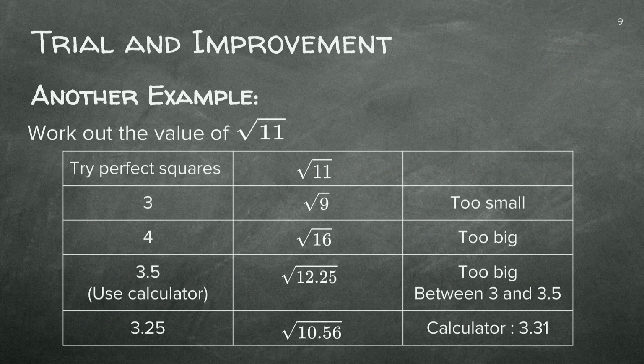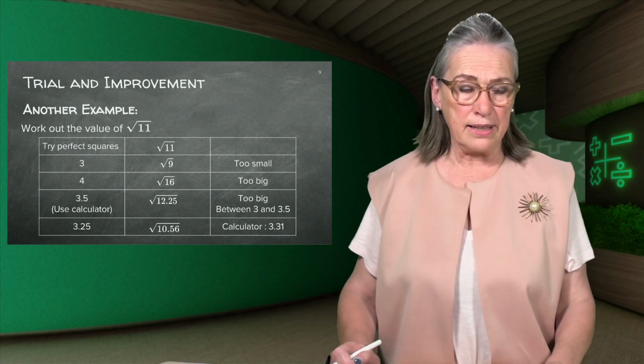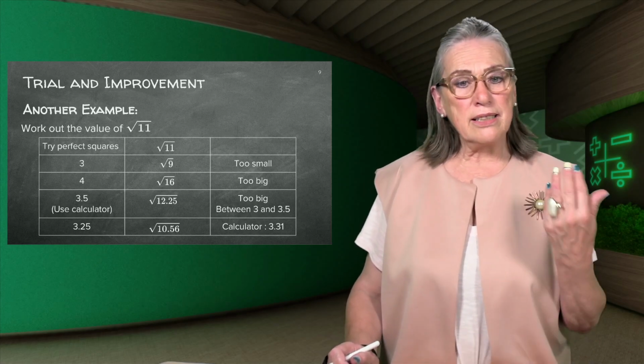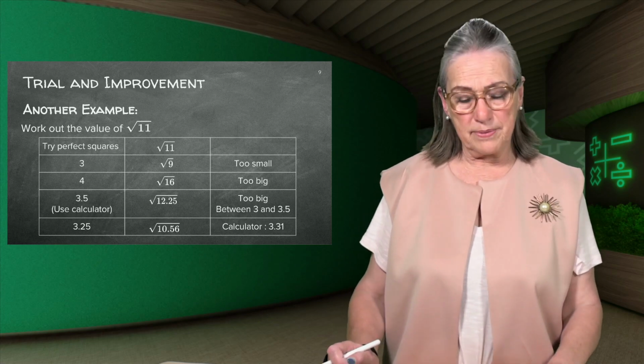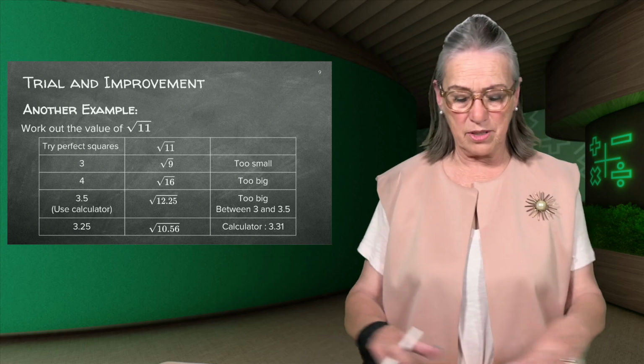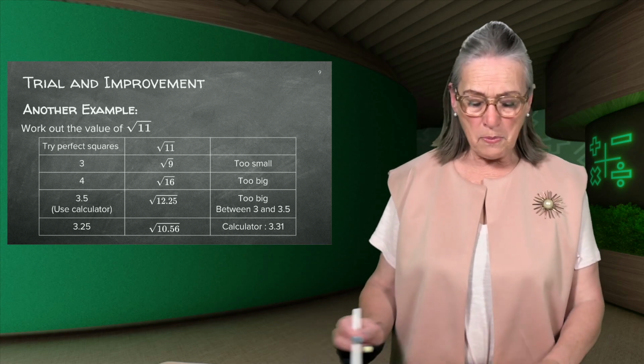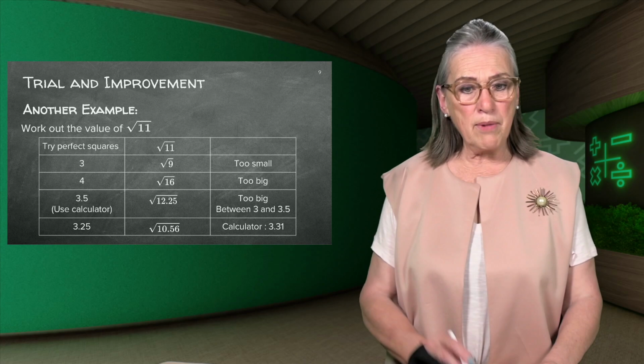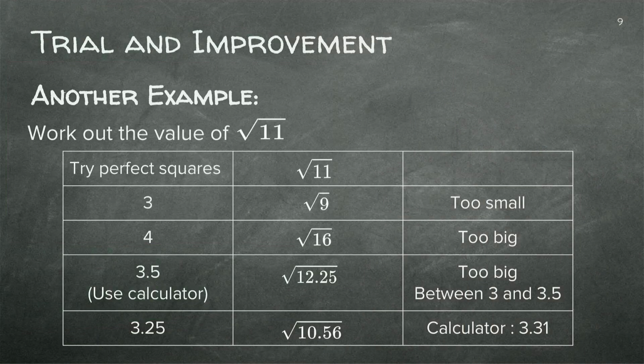Now, how do we do this? If your teacher asks you to work out the value of the square root of 11 by using the trial and improvement method, then, I like my tables. You're going to do your little table and you're going to say, I'm going to try my perfect squares, my 9 and my 16. So you know 3 squared is 9, so it's too small. You're going to write there, too small. 4 squared is 16, it's too big.